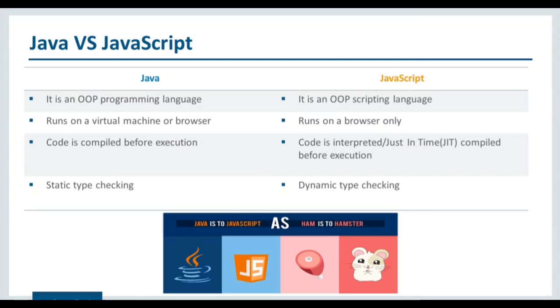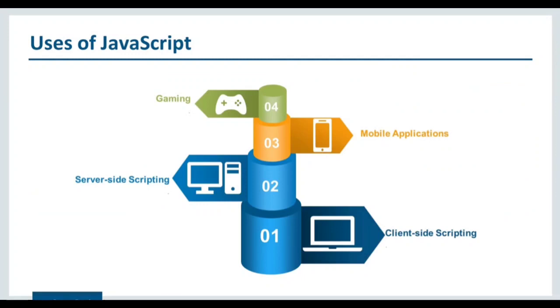For Java, there is something called static type checking, and for JavaScript, it is dynamic type checking. We will see this static and dynamic type checking when we look into data types in JavaScript. Where can we use this JavaScript?